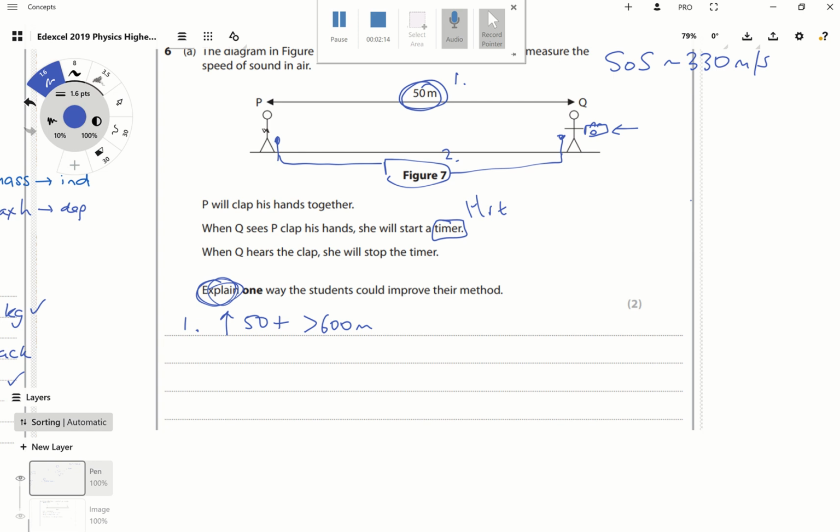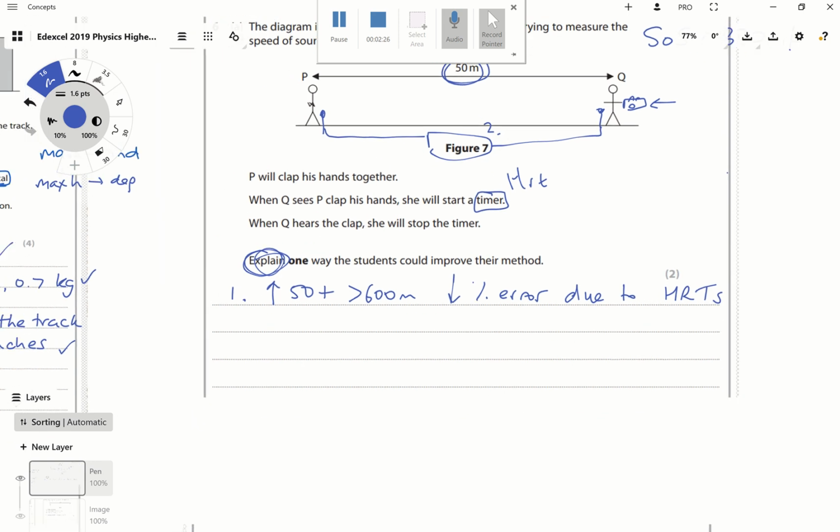So, and that would reduce the percentage error due to human reaction times. Remember, you write it in full, but that's that part. And I've got a mark there because I've said what I'd do. Increase that distance. 50 meters is too short. And how would it do it? It would reduce the percentage error.